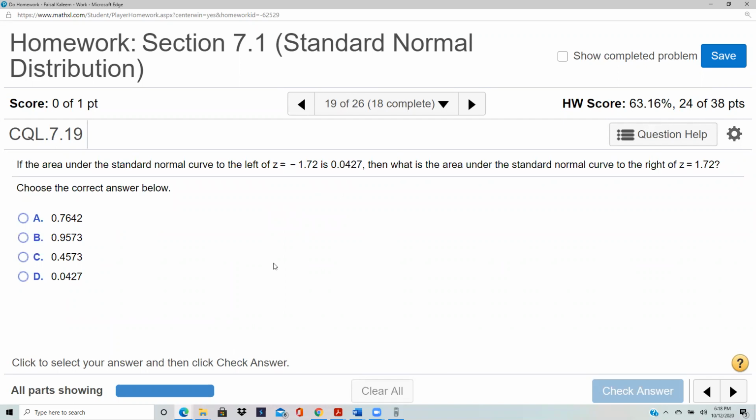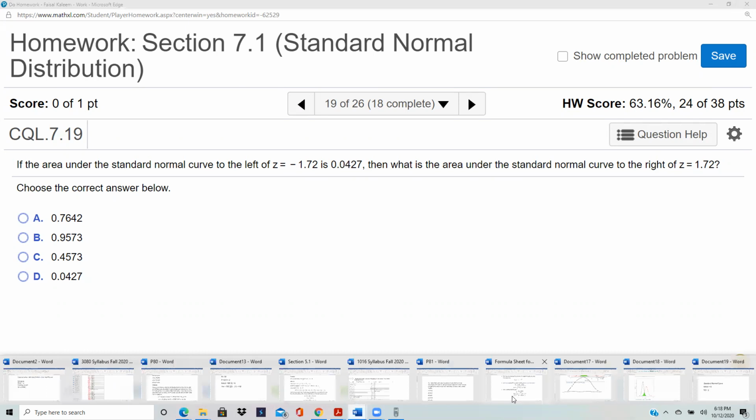So if the area under the standard normal curve to the left of z equals negative 1.72 is 0.0427, then what's the area under the standard normal curve to the right of 1.72? You know that the normal curve is symmetric, so let's look at the picture.